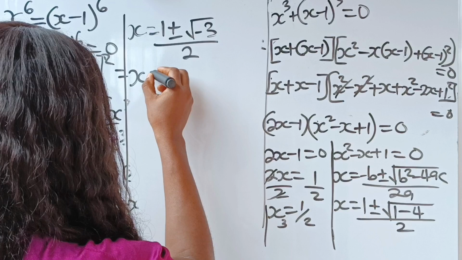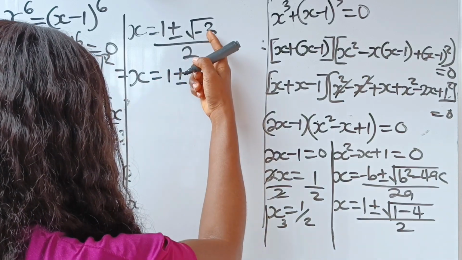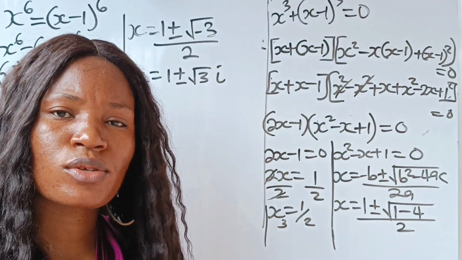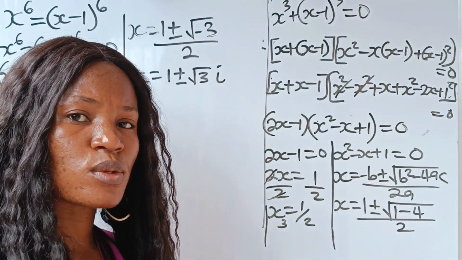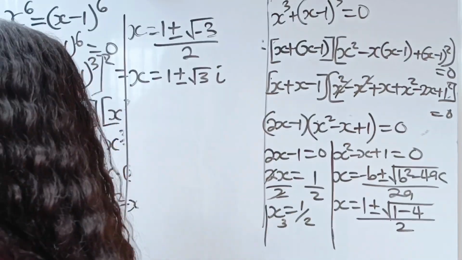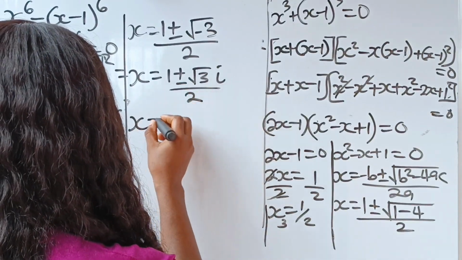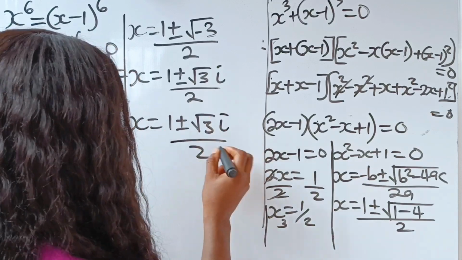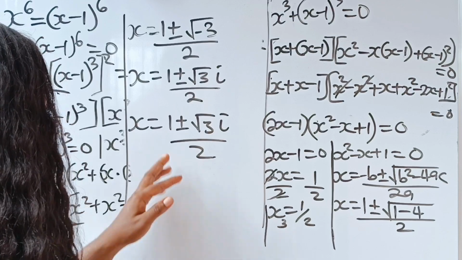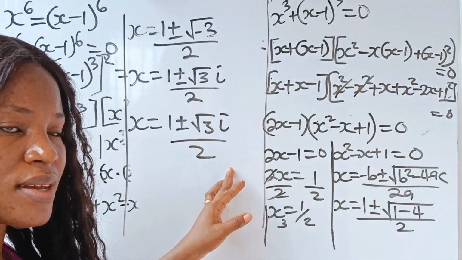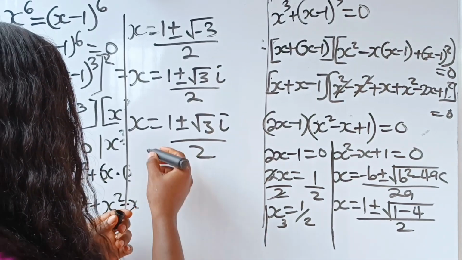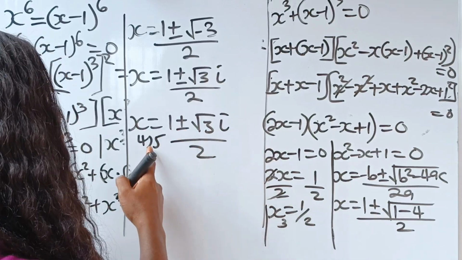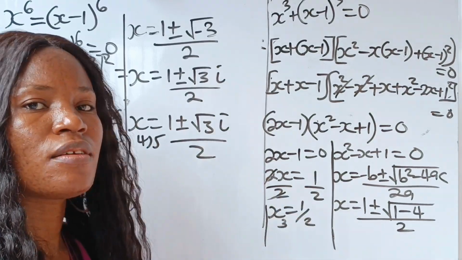So this is going to be x is equal to 1 plus or minus root 3i, because this is the same thing as square root of 3 multiplied by square root of minus 1. So it's going to be square root of 3i divided by 2. Then your x is equal to 1 plus or minus square root of 3i divided by 2. So that simply means that we have the fourth and the fifth value of x here. This is the third. Now the fourth and the fifth are here. The fourth is 1 plus root 3i divided by 2, and the fifth is 1 minus root 3i divided by 2.